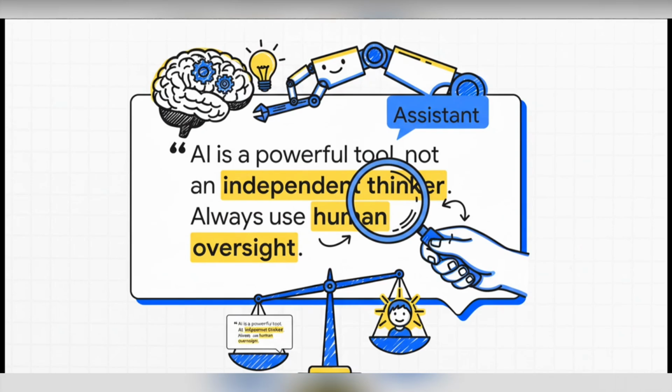AI is an amazing tool. It can be a fantastic assistant, a co-pilot for your work, a creative partner, but it's not an independent thinker. It's not an authority. That means your human brain, your judgment, your common sense, your final review is absolutely essential.